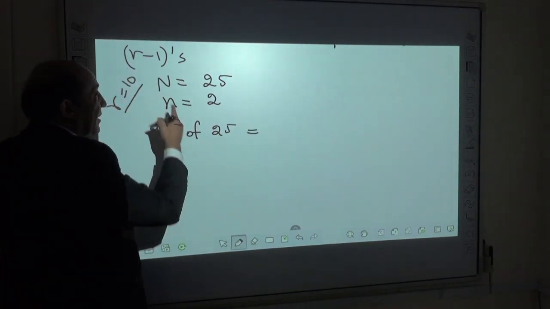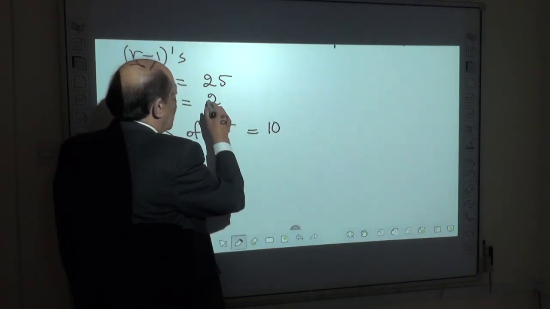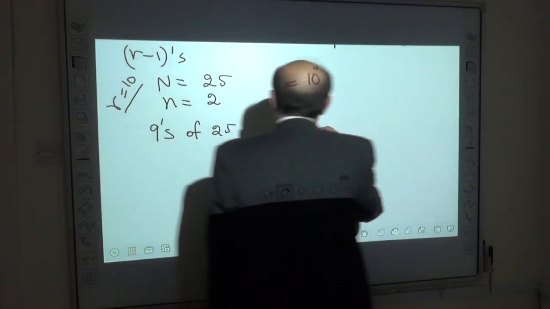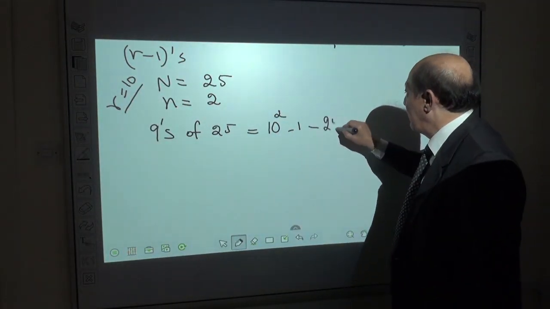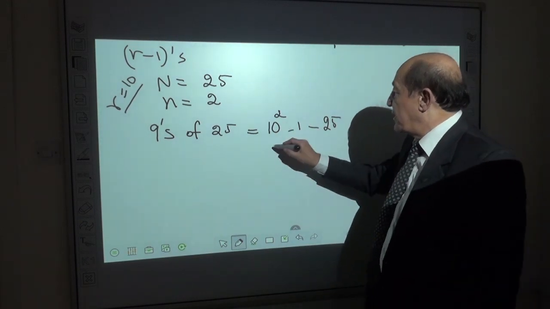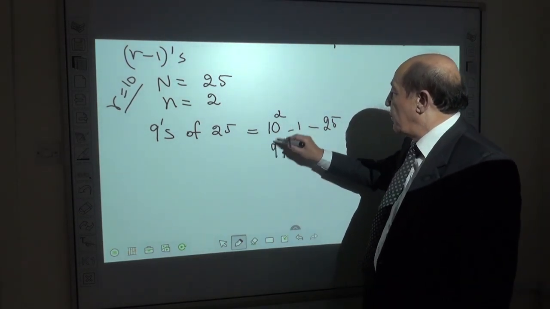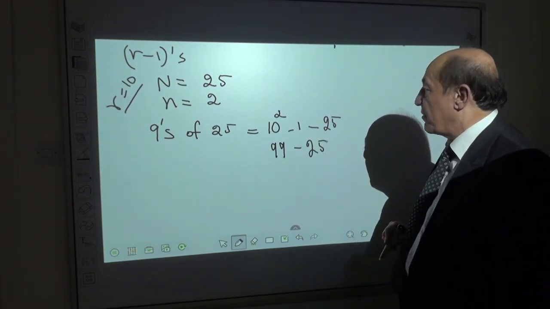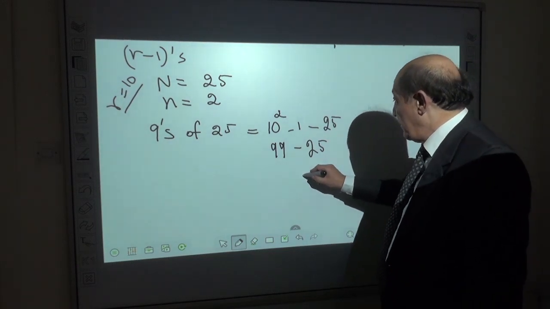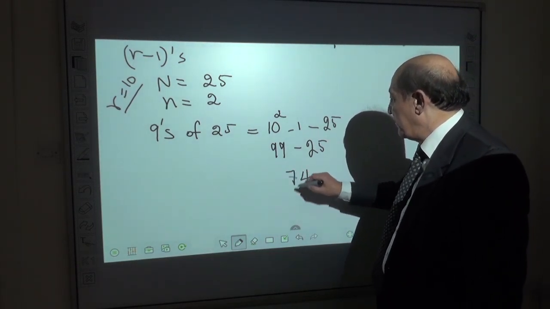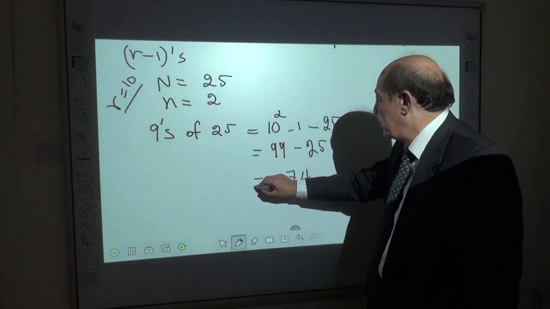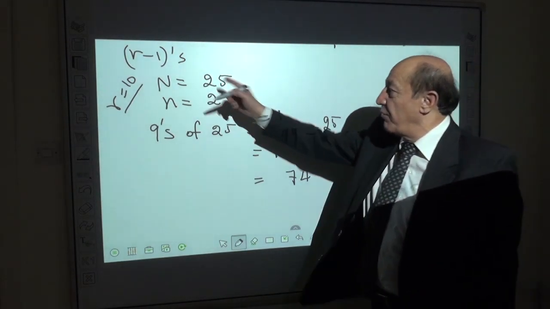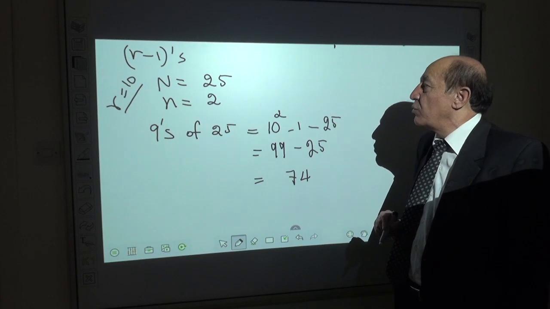equals R, 10, to the power 2 minus 1 minus the number 25. This is equal to 100 minus 1 minus 25. And the result is 74. 74 is the 9's complement of 25.